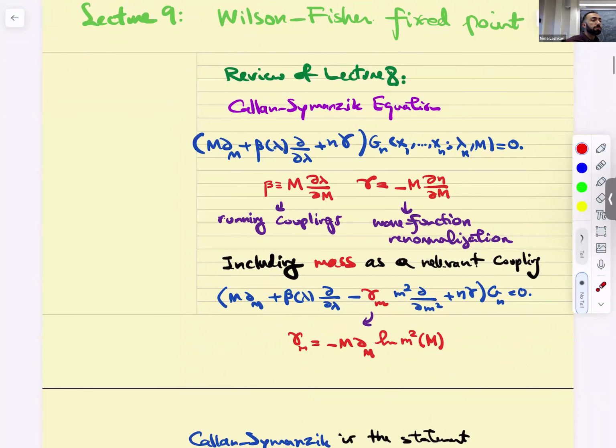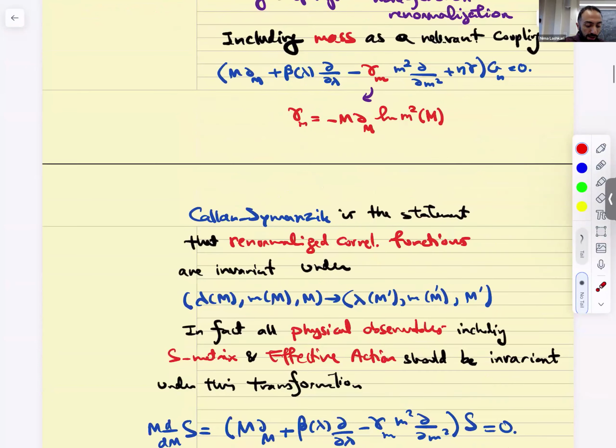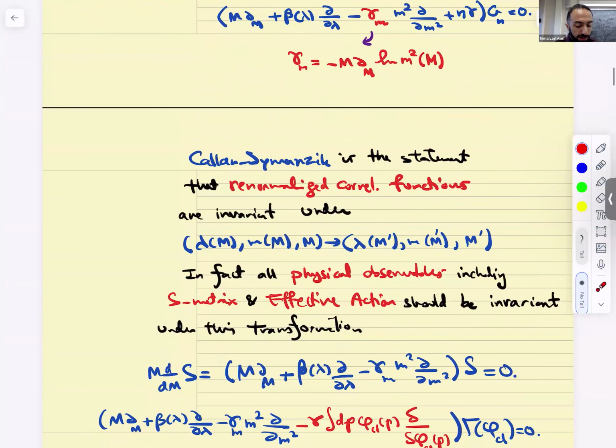We said that we could include mass terms in the story, treating it as a regular coupling, because a scale invariant theory is going to be a fixed point, and a scale invariant theory is not allowed to have a mass term. So it's going to be treated the same way as any other coupling. There will be a gamma factor sitting in front of it. The point was that in arbitrary dimensions, this was a relevant coupling. So Callan-Symanzik is the statement that renormalized correlation functions are invariant under the RG transformation.